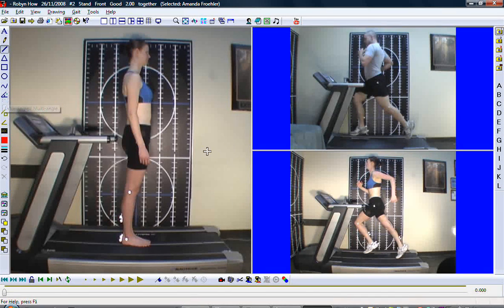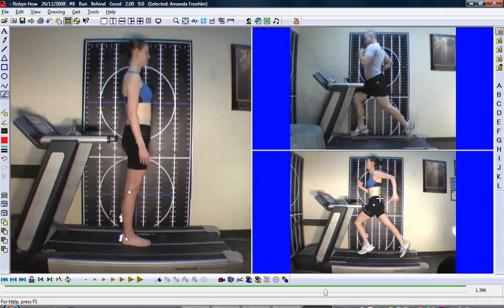So the next step is to look at the running gait. What happens as a result of this type of postural alignment? What you'll see is as she pushes off, her pelvis doesn't tend to rock forward all that much as she pushes off.